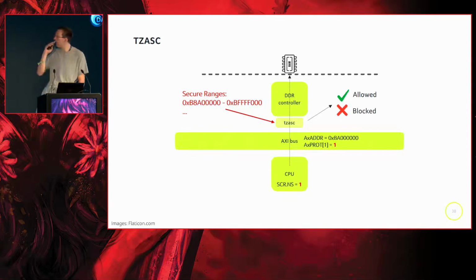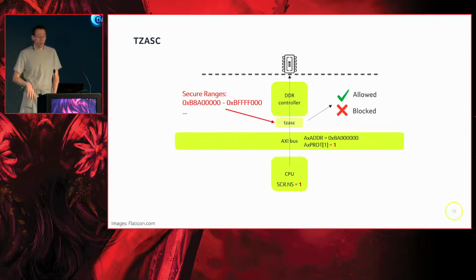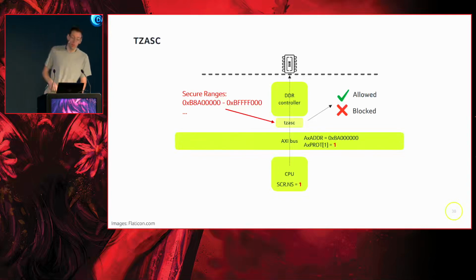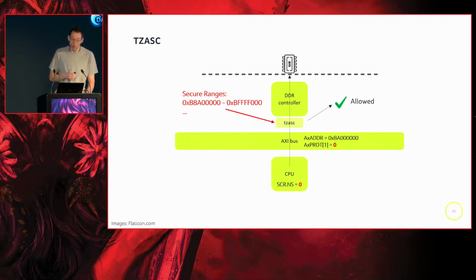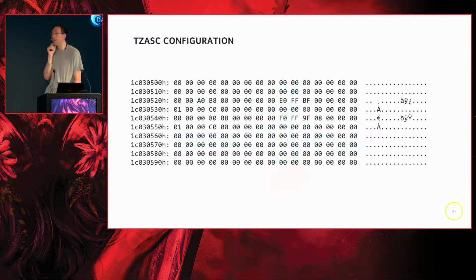In this case, we are doing a transaction to something that is part of the secure memory while we are running in the non-secure state. So in this case, the TZASC will just say, this is not going to happen, and it will generate an interrupt for a security violation. However, if we are actually running in the secure mode, the TZASC is going to allow the memory transaction to happen. But how is this actually working at a hardware level?